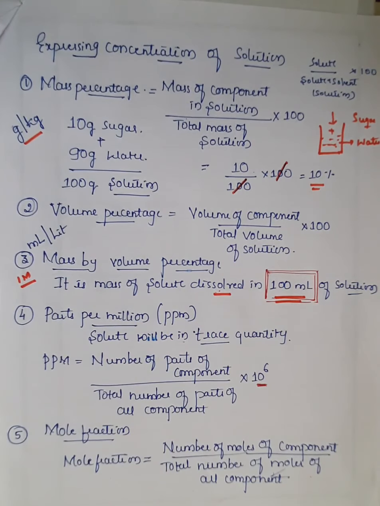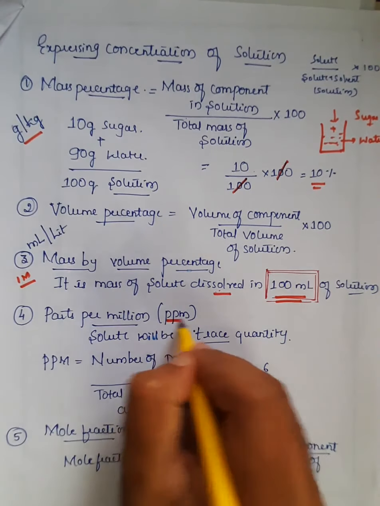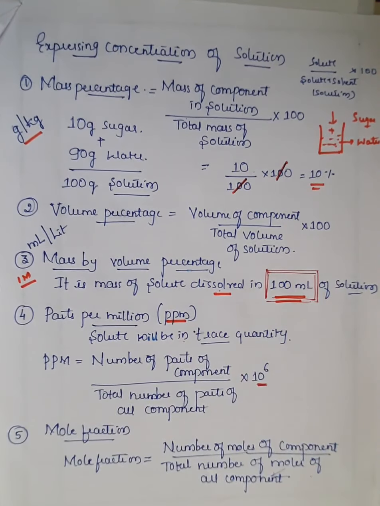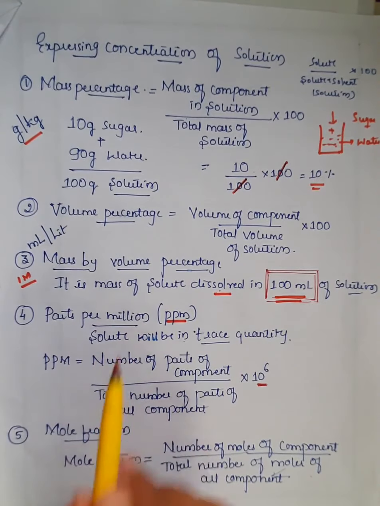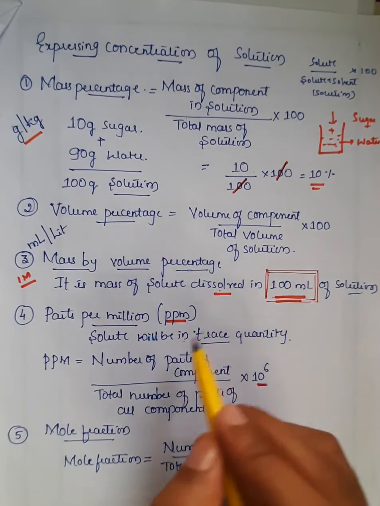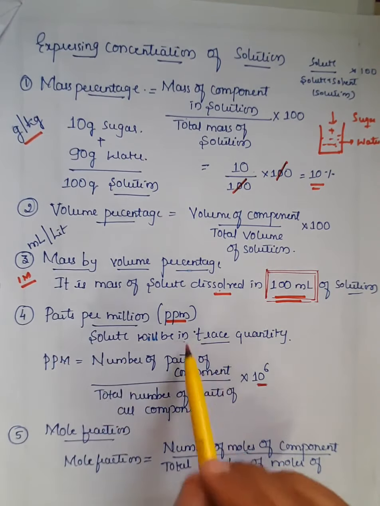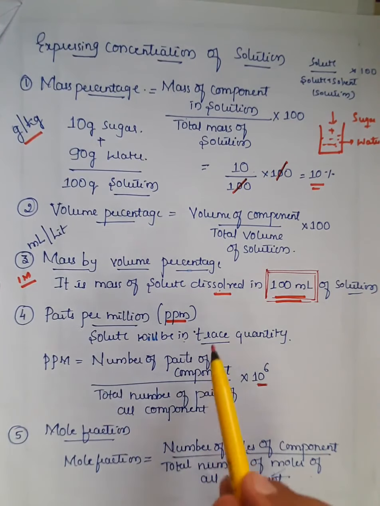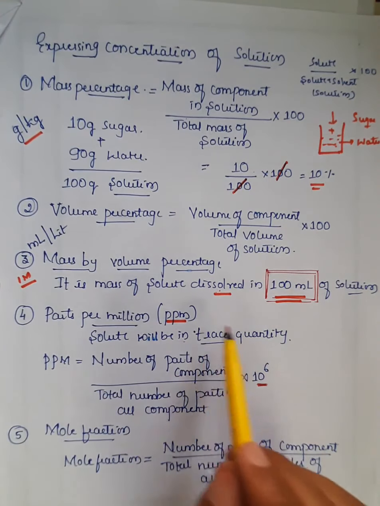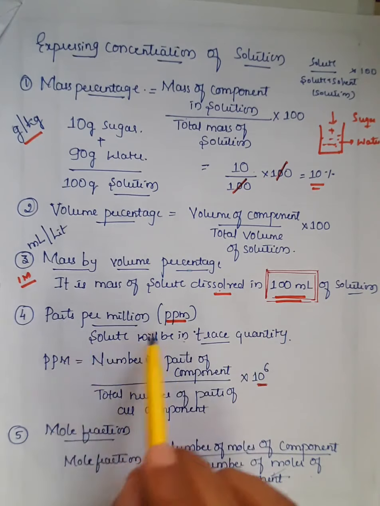The fourth one is parts per million, generally called ppm. It is abbreviated as parts per million. The solute will be in trace quantity. Whenever the solute is taken at a very low concentration, at a very micro level or trace quantity, we will call it parts per million.